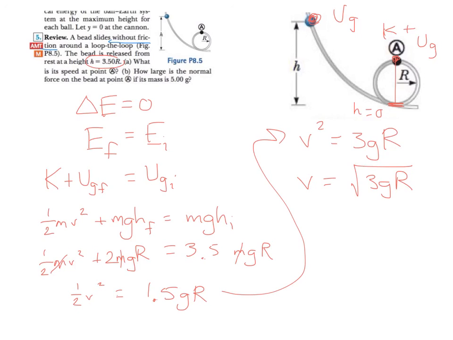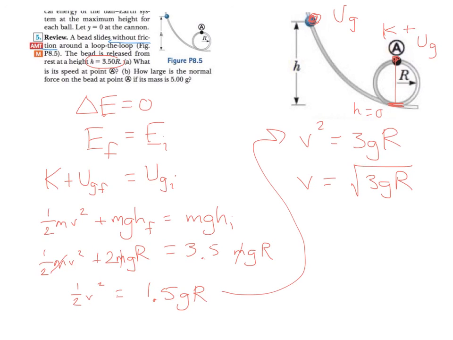Now, part B wants to know what the normal force is at point A if the mass is 5 grams. So this is where you're going to go back to dynamics, and you're going to draw in your forces and such. I'm kind of running out of space and time here, so if you need further help with that, what you should do is draw a force diagram, look at example 11, and you should be able to figure out which direction to have normal force, gravity, and centrifugal force pointing. And then it's just a matter of plugging numbers in.